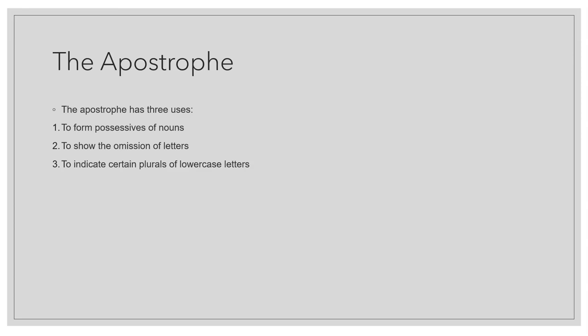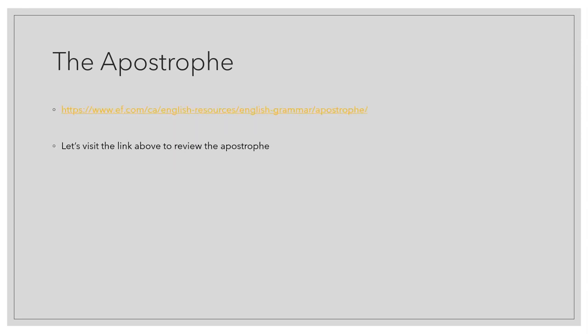The second is to show the omission of letters, and that happens in contractions. And the third is to indicate plurals of lowercase letters. So we don't use that one as often. It's really 1 and 2 that we're going to look at.